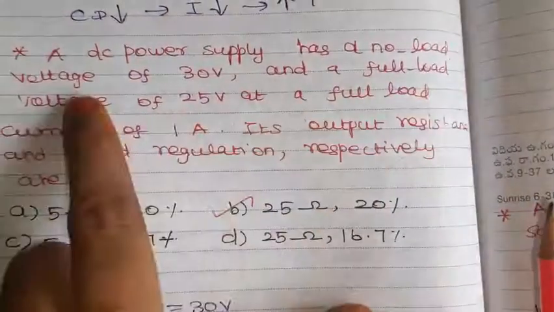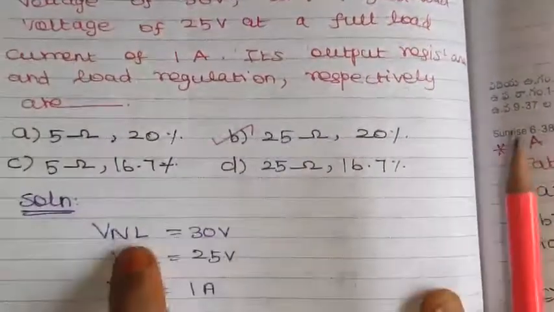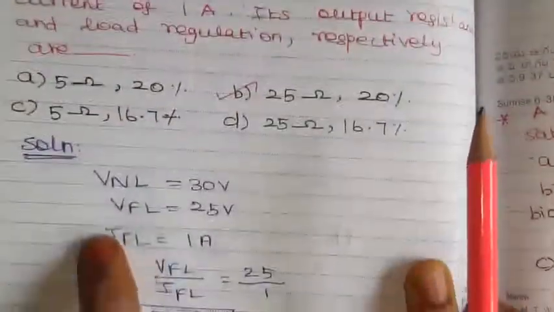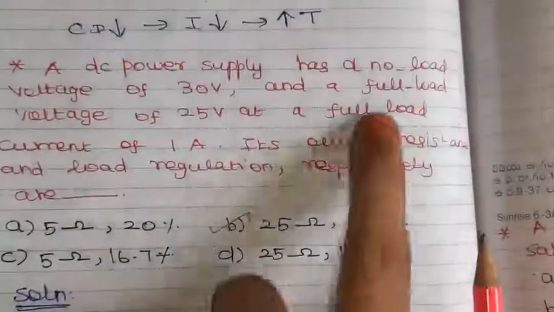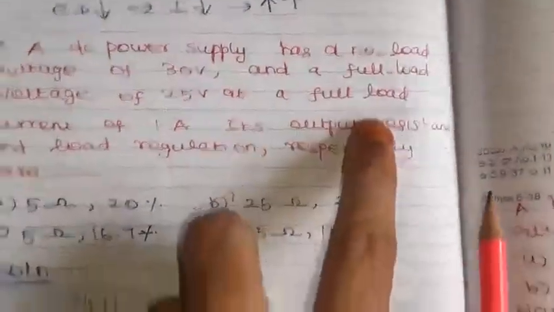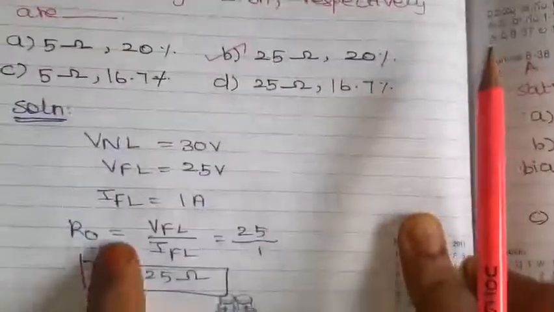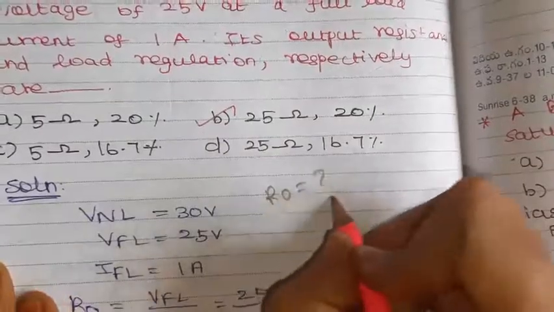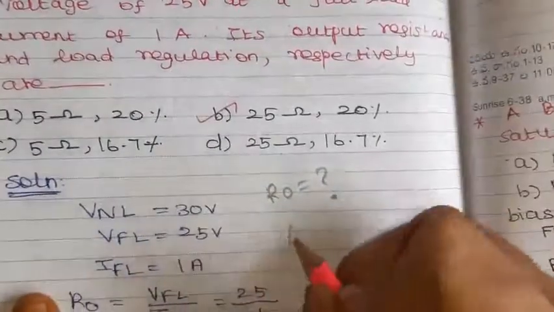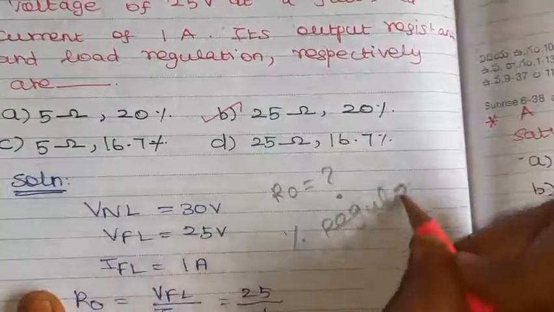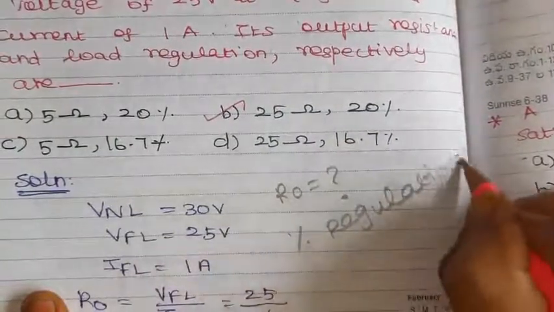So no load voltage means V no load. V no load is 30 volt. Then what is given? Full load voltage means VFL. VFL is 25 volt. Then full load current means IFL, 1 ampere. So what is the output resistance R naught, and what is the percentage of load regulation? So regulation we are going to find out. So these are the data given.